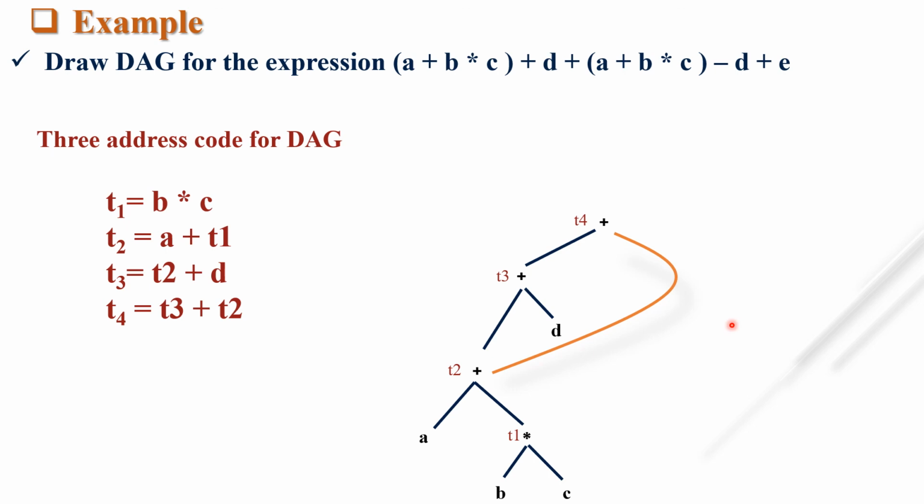Next, which sub expression will be evaluated? This minus D. As we know, D is already here, so we are not able to use D again in the DAG. So we have to put the operator minus on the right hand side and draw the line with the operand D. So what is our T5? T5 equal to T4 minus D.